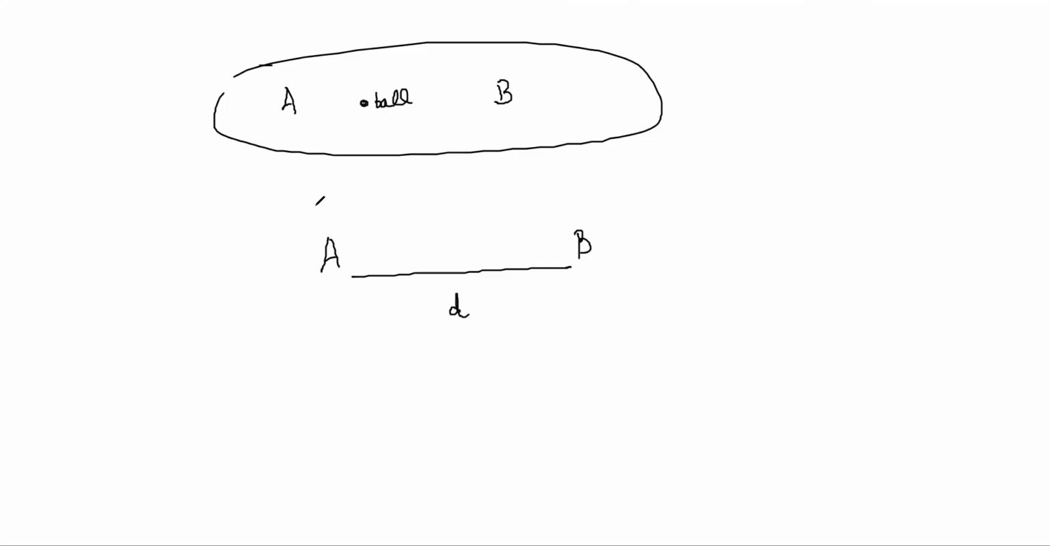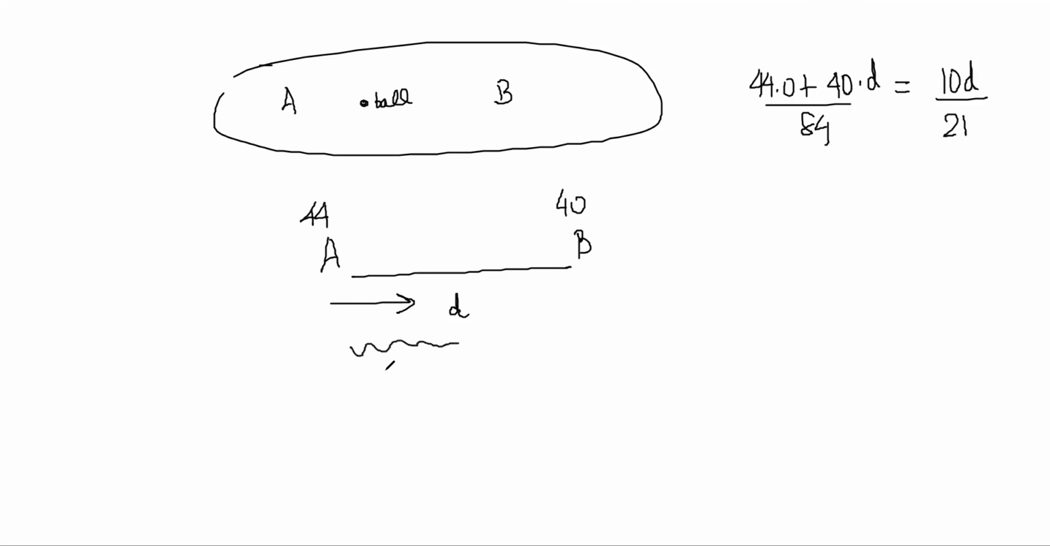It is with A's mass 44 and B's mass 40, at a distance of (44 into 0 plus 40 into D) by 84 from A's side. So it is 10D by 21 from A. This is the initial position of the center of mass. This cannot change because you have taken the whole thing as a system.